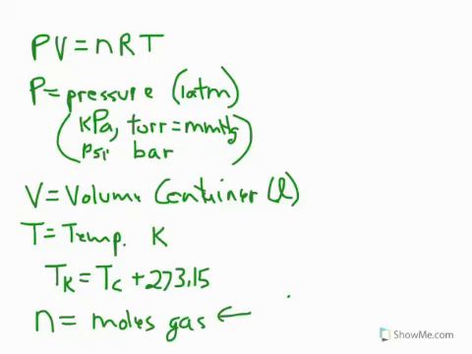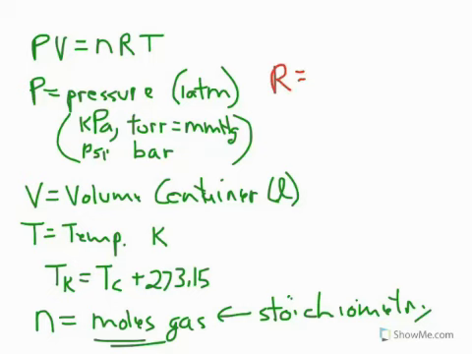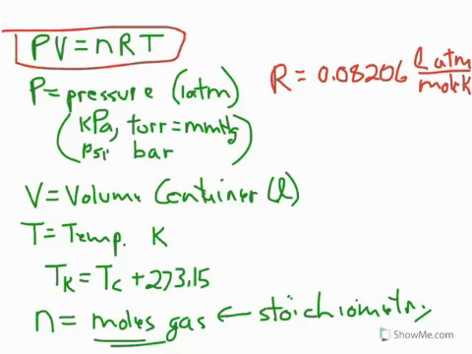So this is where we're going to use our stoichiometry. Sometimes we use it to get moles, etc. Okay? So you've got to watch how that's used. And then finally, R is a gas constant. I'll put it in red up here. R is equal to 0.08206 liter atmospheres per mole Kelvin. Okay, so this is the gas law, and you're going to use it to answer questions.